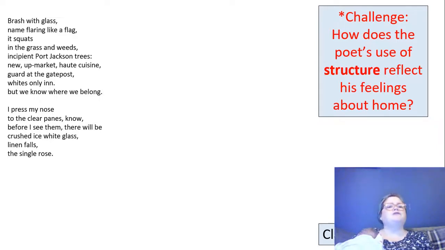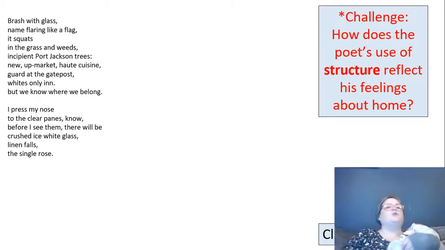So again, we've got some verbs here that are interesting. We've got brash, so something brash is a bit like in your face, a bit over the top. And the name is flaring like a flag, and it squats, so that again is something visceral. Squat is something humans only do when they have a poo or they're giving birth, so it's got that kind of intimate physical nature to it, or it's to do with something animal-like, so toads squat, frogs squat. And the District 6 is squatting within the bigger town of Port Jackson.